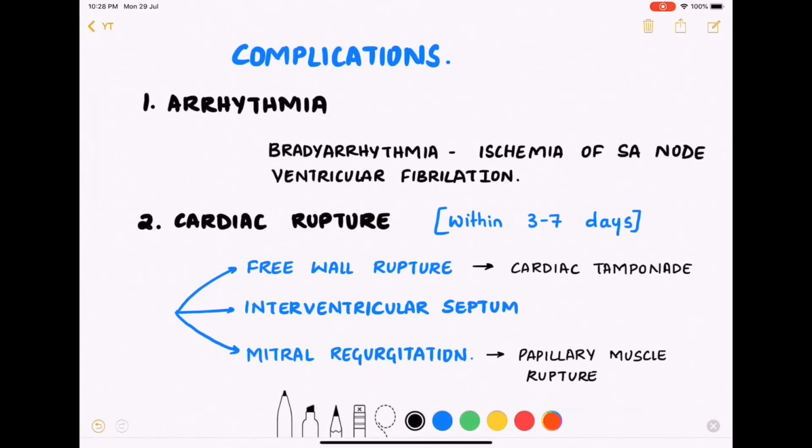Or we could have cardiac rupture, which normally occurs within 3 to 7 days after infarction. The cardiac rupture could be of three types, that is, three areas where it normally occurs. So first is in the free wall rupture, where the left ventricle bursts or ruptures on its free wall, which leads to the blood entering into the pericardial space, which may lead to cardiac tamponade, which is very fatal. Next, there could be interventricular septum, which ruptures. If that happens, there will be shunting between the left and the right ventricle. And next, we have the mitral regurgitation that may occur. That could be because of the papillary muscle rupture.